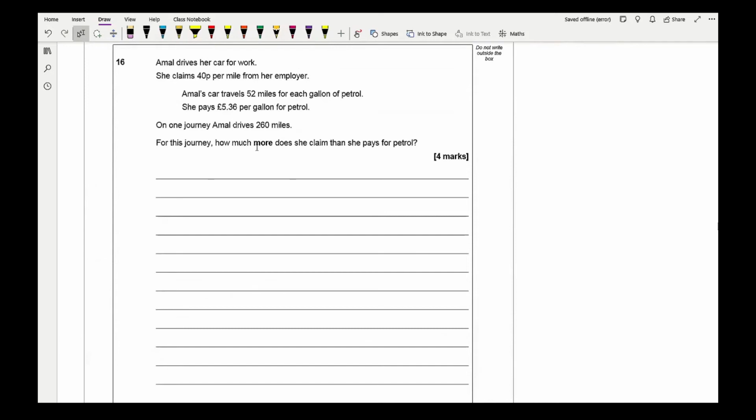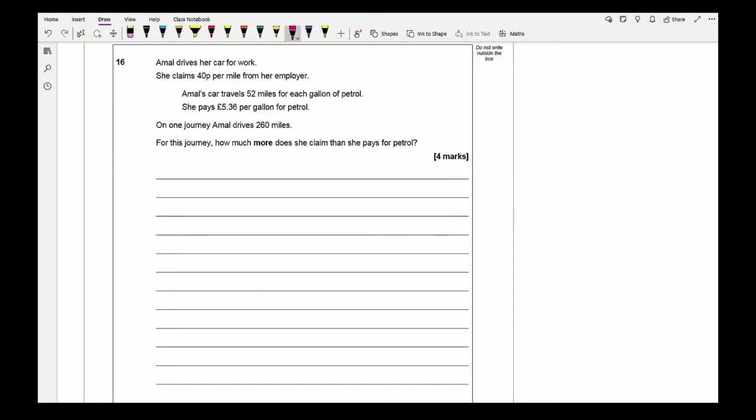So moving on to question 16, it says Amal drives her car to work. She claims 40 pence per mile from her employer. Amal's car travels 52 miles for each gallon of petrol, which is actually not that bad, and she pays £5.36 per gallon for petrol. On one journey, Amal drives 260 miles. For this journey, how much more does she claim than she pays for petrol?